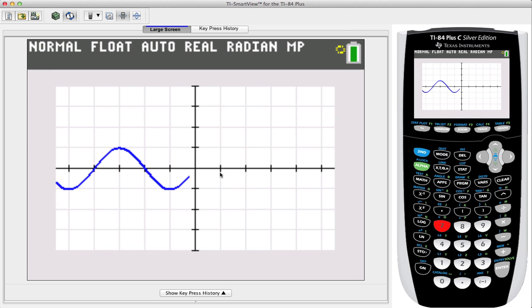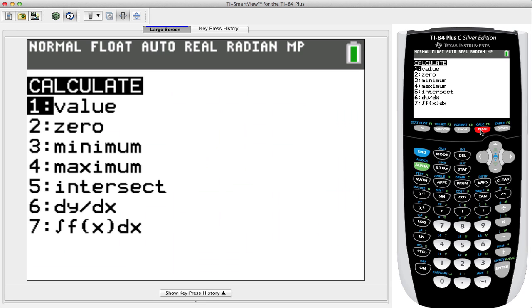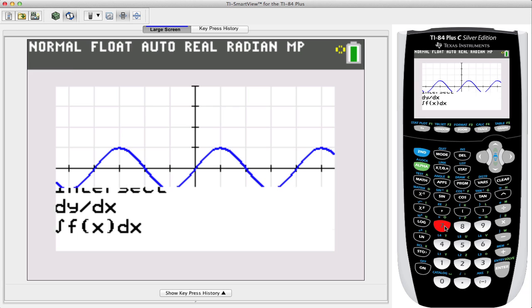So now each one of these intervals is actually a unit of pi. So we have 0, pi over 2. This here would be pi. If I go in the left direction, this here would be negative pi over 2 and negative pi. Now let's click on the second key, and let's go to the trace button because I want to get to the calc functions. From the calc functions here at number 7, I see where I can actually integrate over an interval. So I press 7.